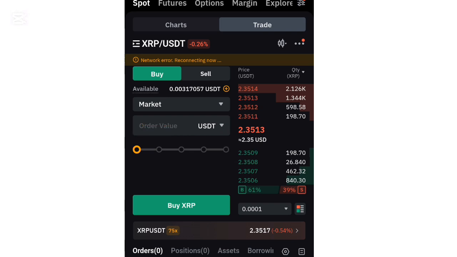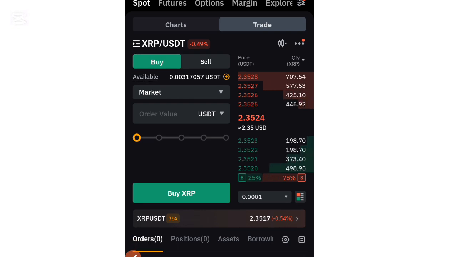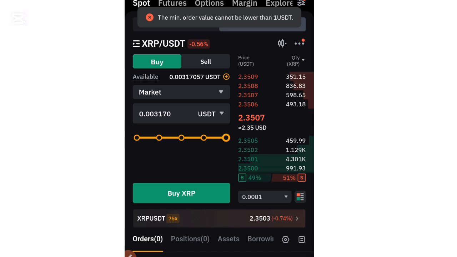So you can see, you can make adjustment. When you click here, this is like 25%, right? This is 50%, 75%, 100%. So 100% means all the money that I have here, I want to use it to purchase XRP. So when you click on buy, you have just bought the asset.